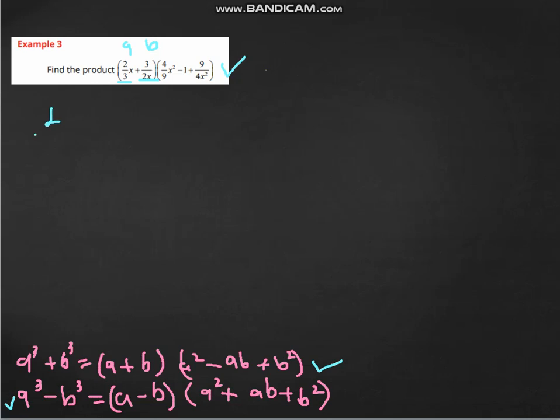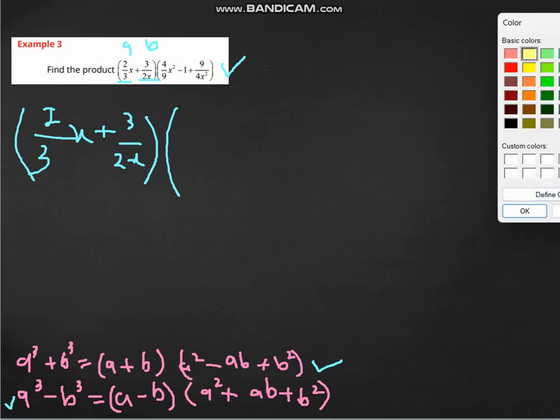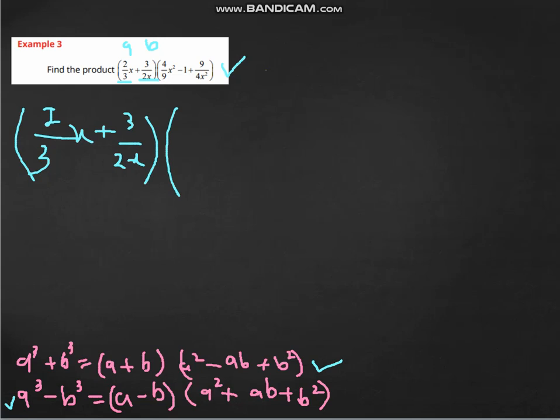So 2 upon 3x plus 3 upon 2x, this is a bracket. Now, if we want to fit the formula, we'll have to see which one is a and which one is b. So this right here will become a and this right here will become b.